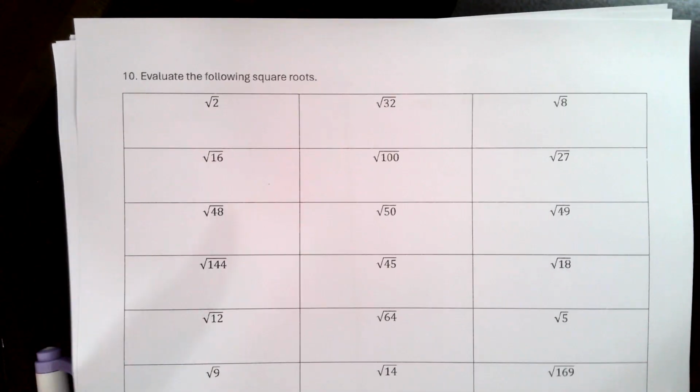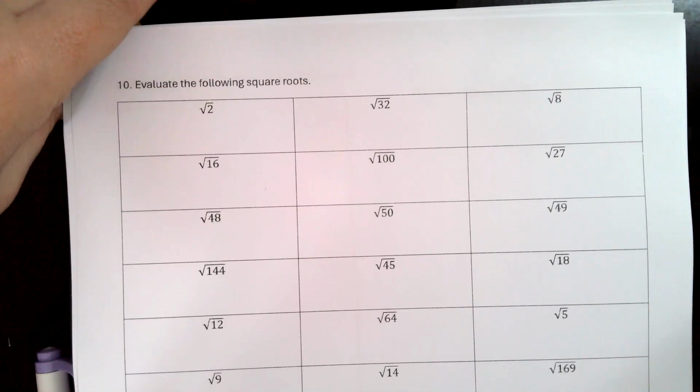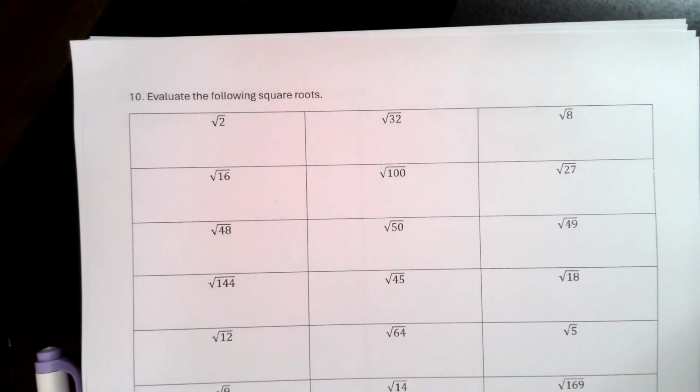Okay, let's go ahead and move on. Now these ones here are your memorization. You are going to be able to use your multiplication table for this, and you're going to evaluate your square roots. So now what I need to see here is I need to see your expansions and your simplifications if possible.